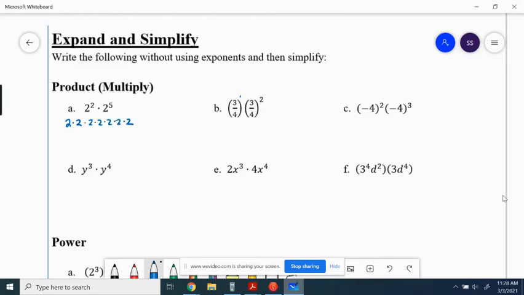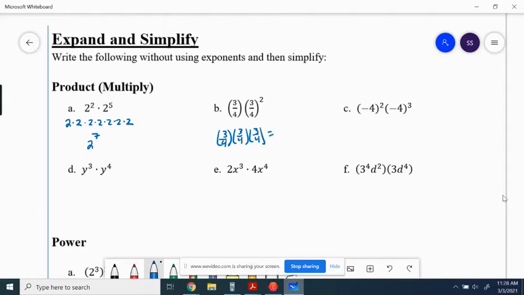So this is really 2 to the 7th power. All right, B, we have 3/4 to the first power. We don't really write this 1 there, but it's there. Okay, and then 3/4 to the second. So this is 3/4. That's just the first one, and then 3/4 squared is 3/4 times 3/4.